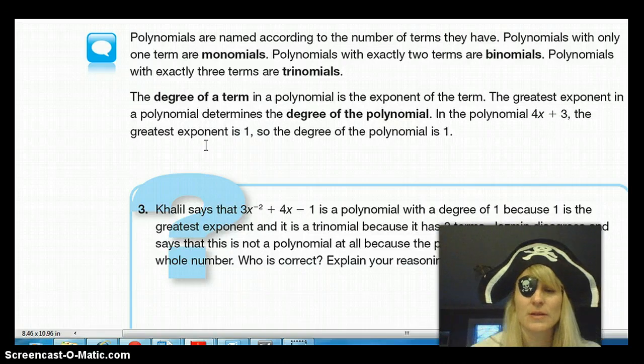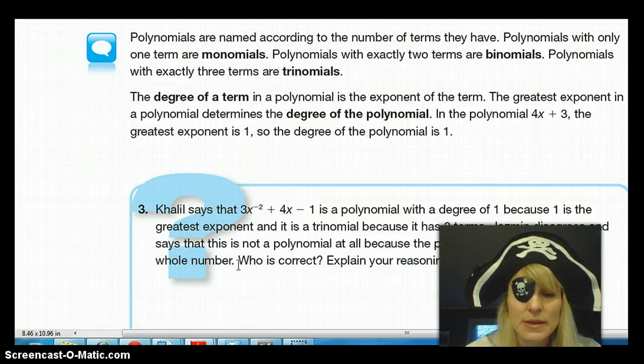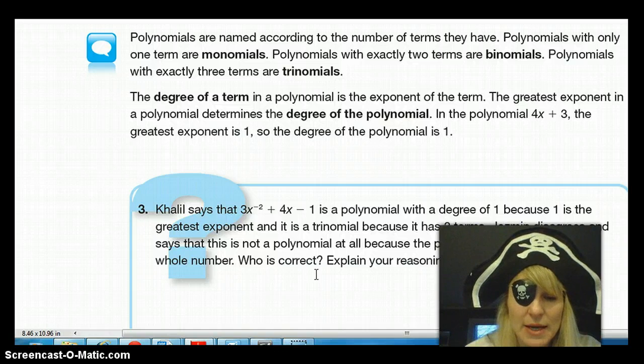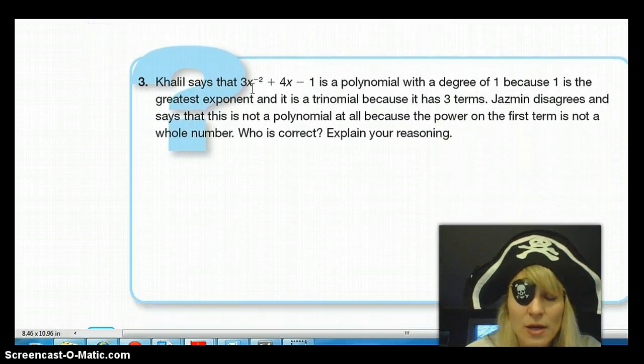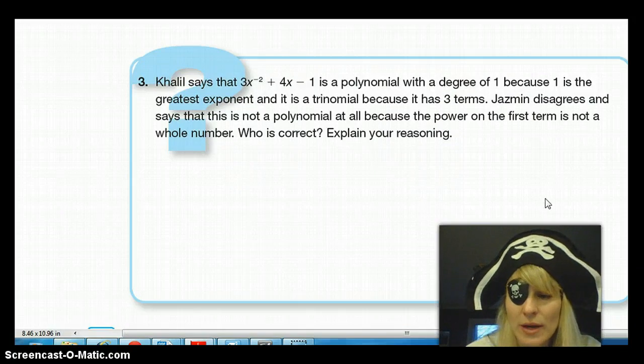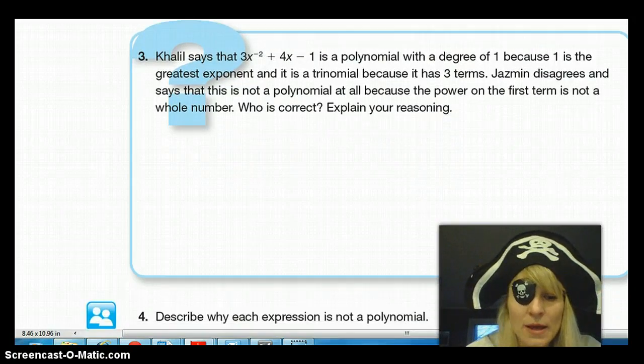So down here, number 3, it says look at it. It has a degree of 1. Khalil says it's a degree of 1 because it's the highest exponent. It says Desmond disagrees that it's a polynomial at all. Explain your answer. Well, hopefully looking through this, you see this has a negative exponent. And back on the previous page, it said our k, or our exponents, had to be a positive whole number. So this is not a polynomial at all. There are 3 terms, but this right here makes this not a polynomial, having that negative number there.